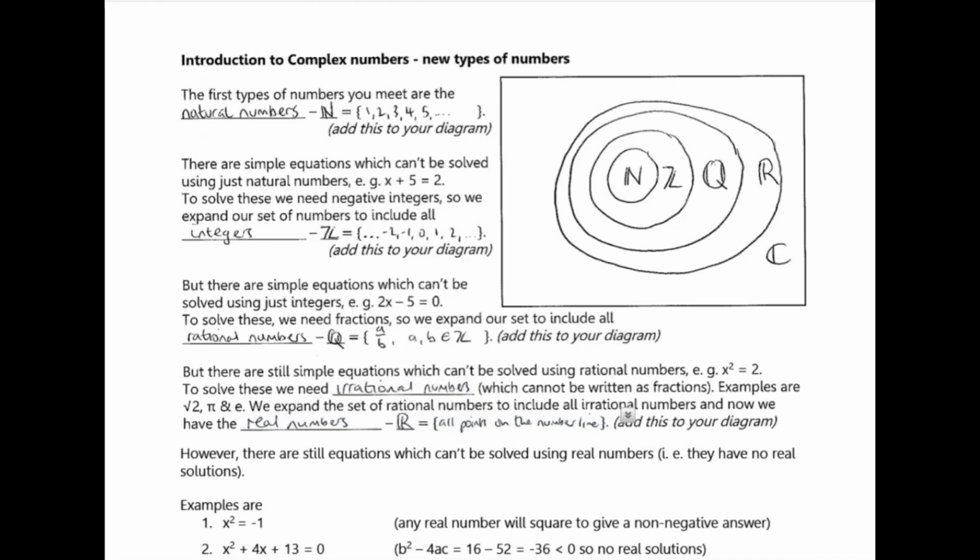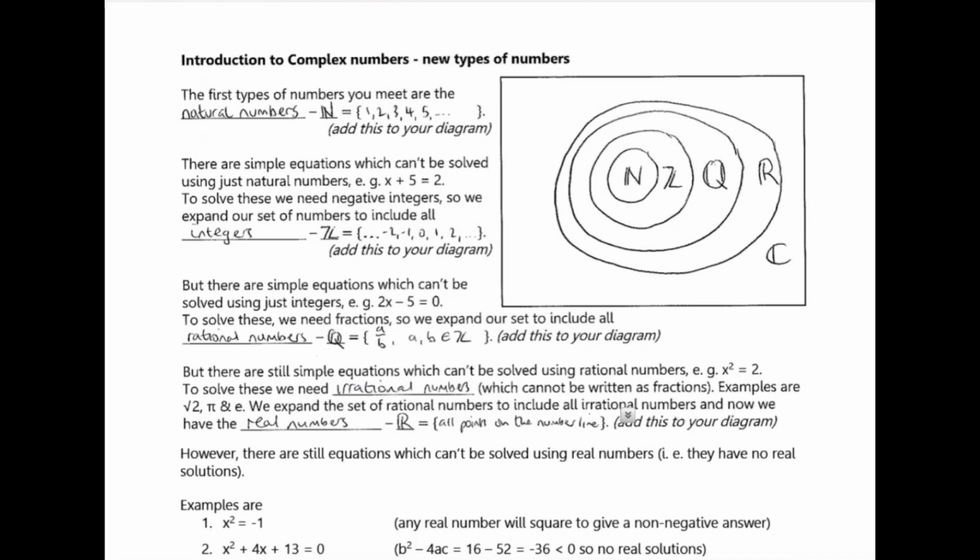However, we've still got equations which can't be solved by fractions, in which case we need irrational numbers. For example, x squared equals 2 has solution plus or minus root 2, which can't be written as a fraction. Classic irrational numbers are root 2, pi and e. So we're going to expand this now to be the real numbers, which includes everything on the number line. And up until now, this is all you know about.